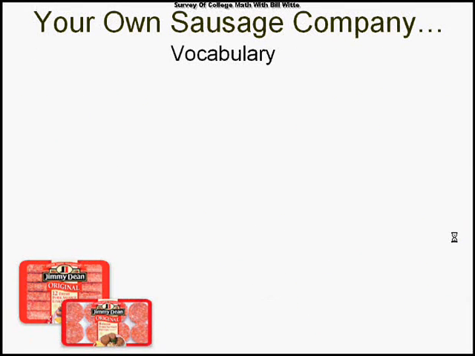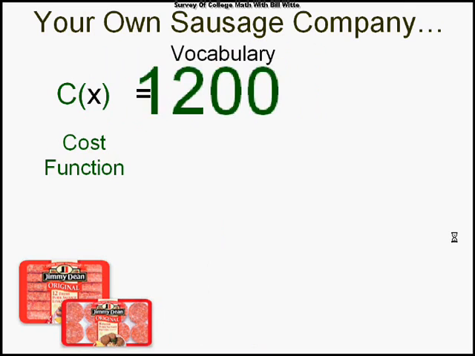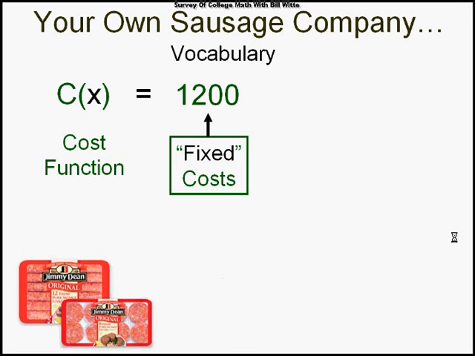It's not the principle of the thing, it's the money. How about if you opened a company? You're going to want to use a cost function. We're going to call it C just because it's a cost function. And we're going to buy ourselves a sausage stuffing machine that costs $1,200 just to get the darn machine. Startup costs, if you would. Or we call that fixed cost because it's a one-shot deal and there's nothing you can do about it.